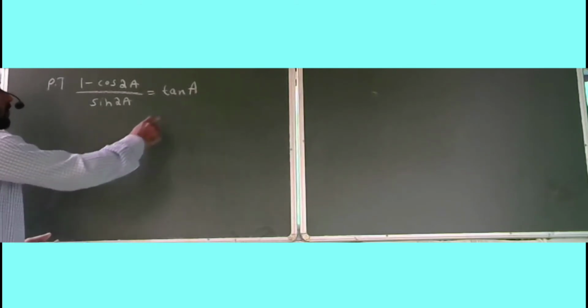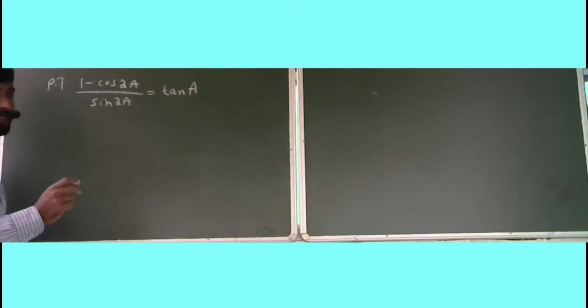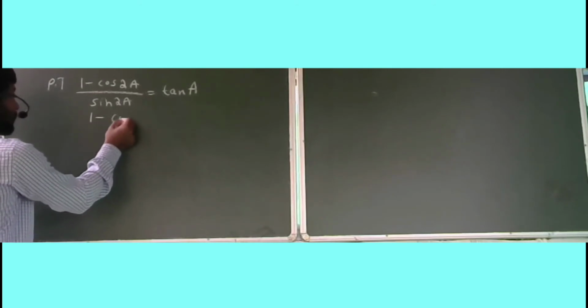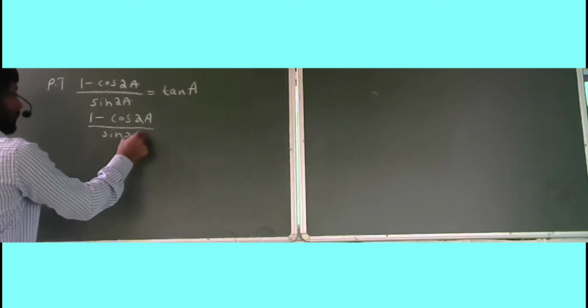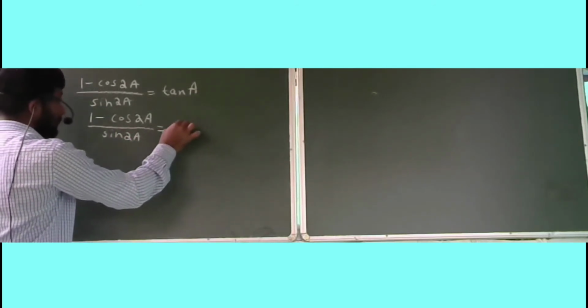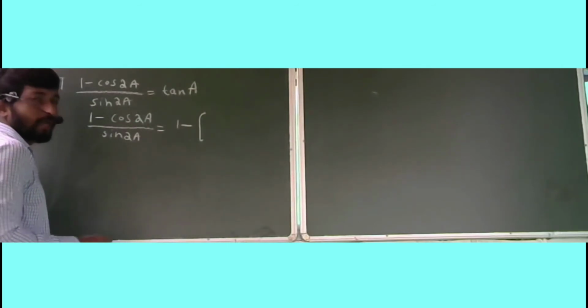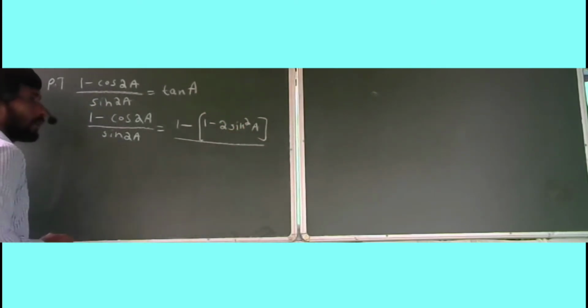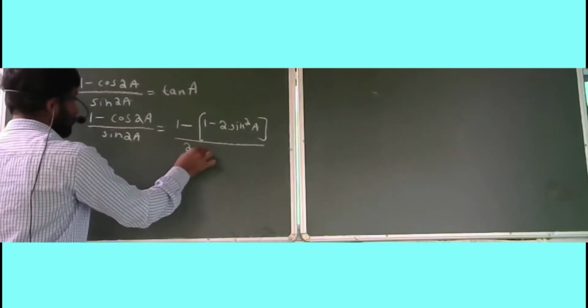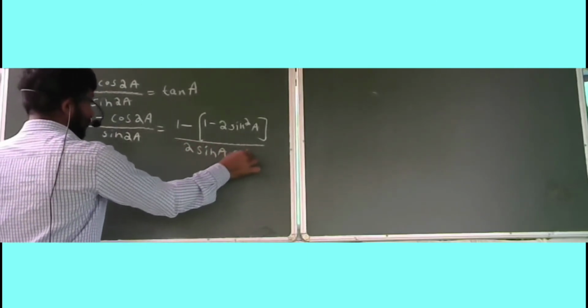See the next question. Prove that 1 minus cos 2a divided by sin 2a equals tan a. Okay. First consider the LHS. 1 minus cos 2a divided by sin 2a. It's equal to 1 minus, to prove the RHS, cos 2a is there, I am writing cos 2a as 1 minus 2 sin square a, divided by sin 2a. The sin 2a formula is 2 sin a into cos a.